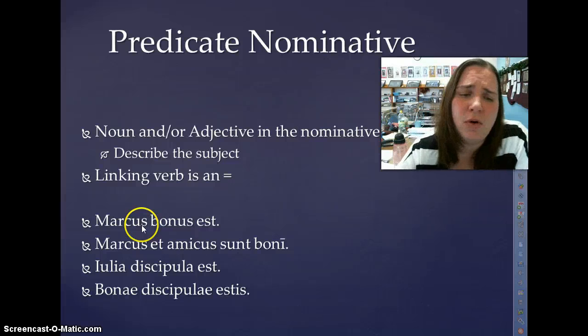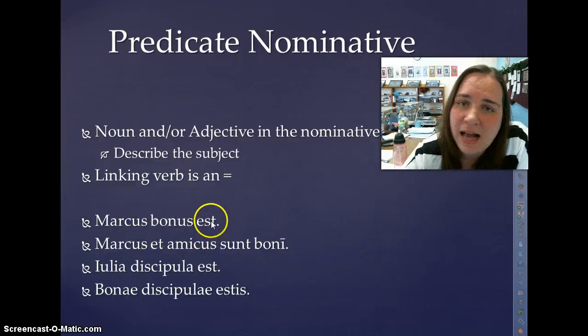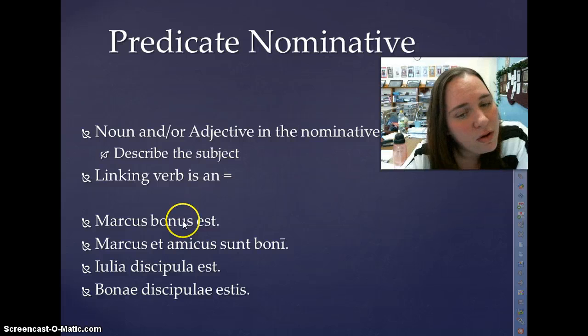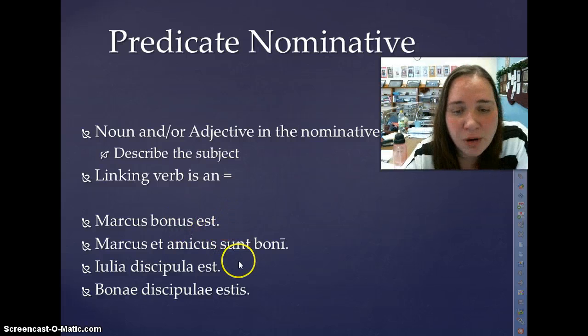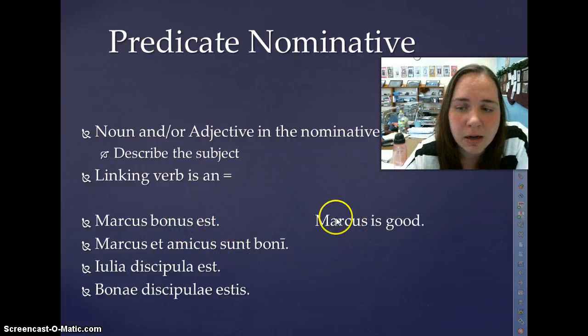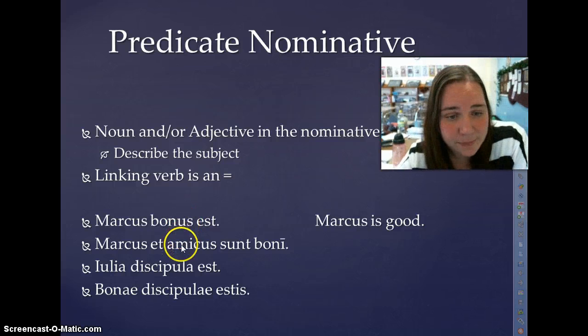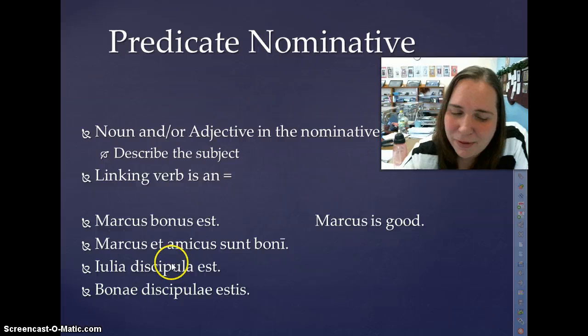In this first example, Marcus bonus est. So Marcus is our subject. Bonus is describing Marcus, but it's not going to be before the verb when we translate it; it's going to be in our predicate in English. So, Marcus is good. And again, this is going to be the same gender, number, and case as Marcus because it is describing Marcus.